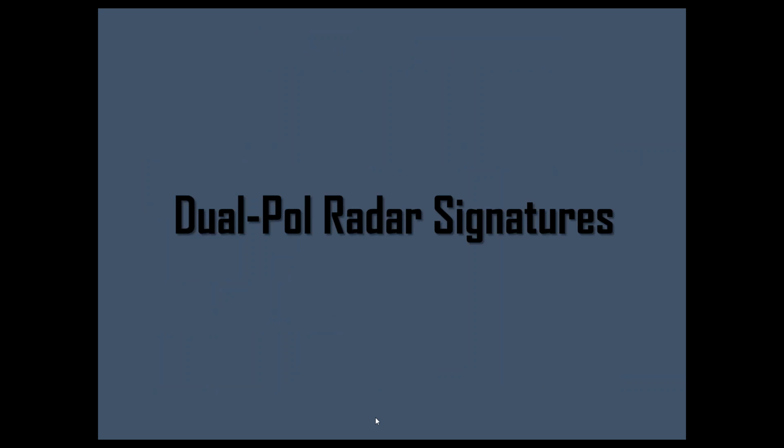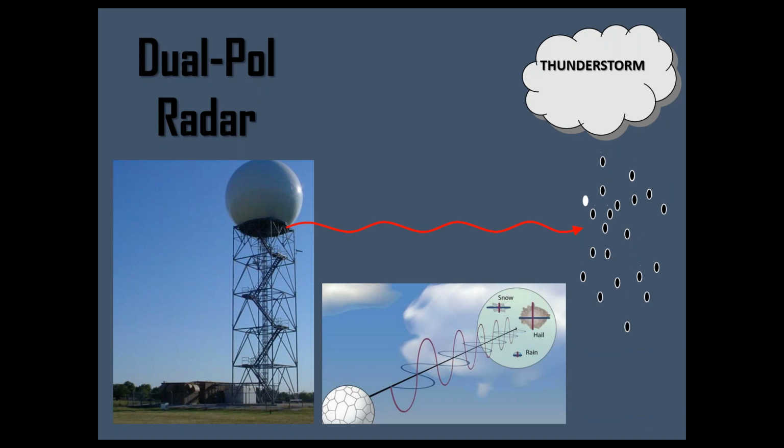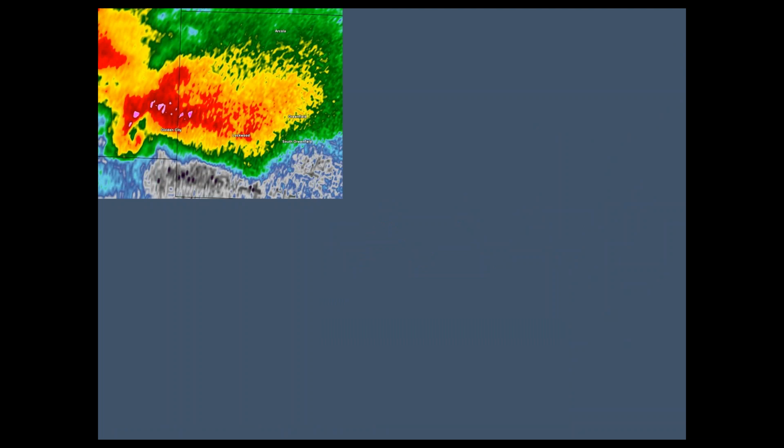So let's look at a couple of dual pole radar signatures here. What I mentioned previously with dual pole, you're not just seeing the horizontal, but you're seeing the vertical. So we're able to discern a little bit more about what the shape is. Is it really hail, or is it more of just a big raindrop, or it'll even detect more of a snowflake. So let's go back to this here.